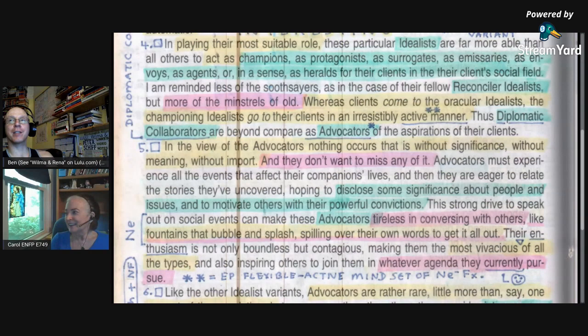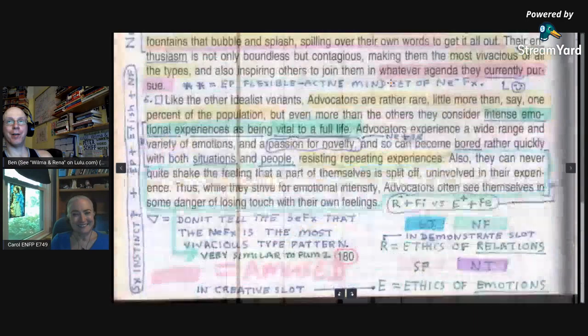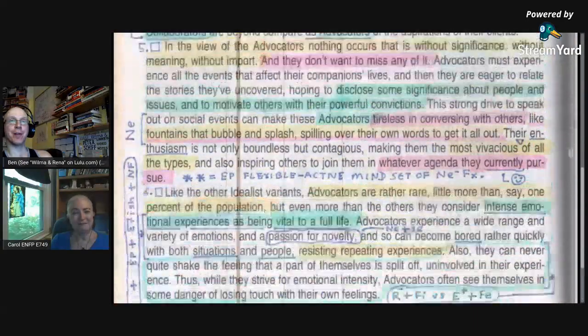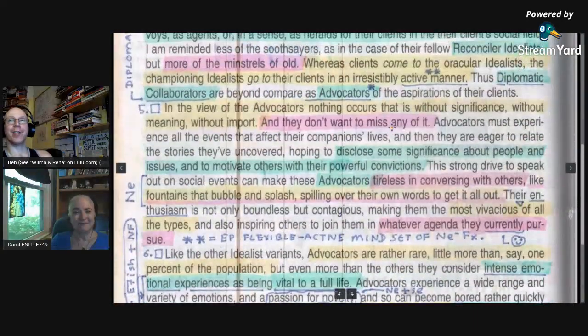What have we got here? Active manner. We're close to a wrap here, Ben. We've got about 10 more minutes, so pick a good ending point for us. Okay, the ending point will be the end of this page or the end of paragraph 5? Okay, let's go to the end of the page.